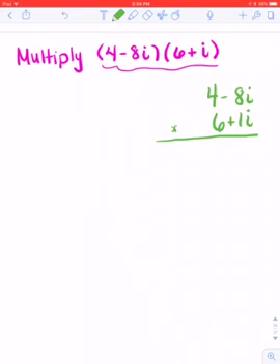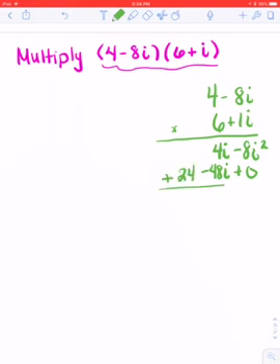So if I do positive 1i times negative 8i, it's going to be negative 8i squared. 1i times 4 is going to be 4i. Going to add my 0, and then I'm going to go to the 6 value and multiply it by both these numbers. So 6 times negative 8i is negative 48i. 4 times 6 is 24.